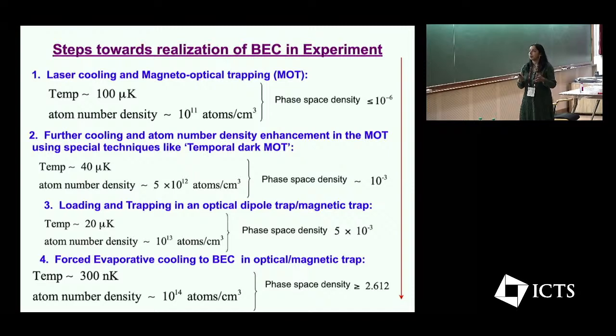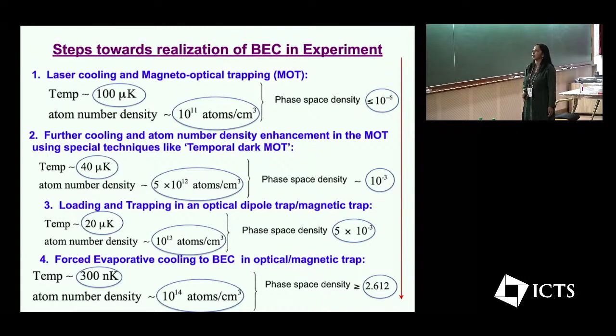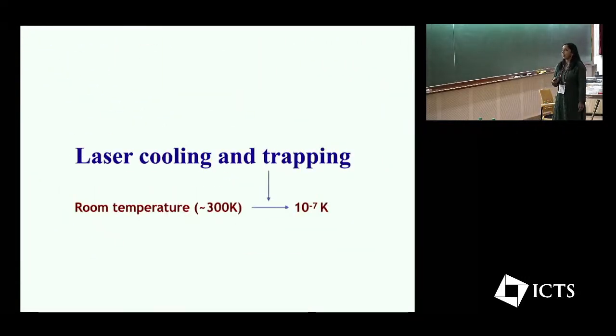So from this slide, what I want to explain is that it's not a one-step process. There are several steps involved in this. Here, the first step is to raise the phase space density from room temperature to 10 to the minus 6, and then 10 to the minus 3, and so it's like 3 or 4 steps until we reach the condition that is satisfying for Bose-Einstein condensate. So for laser cooling and trapping, we cool down from room temperature to around 100 microkelvin.